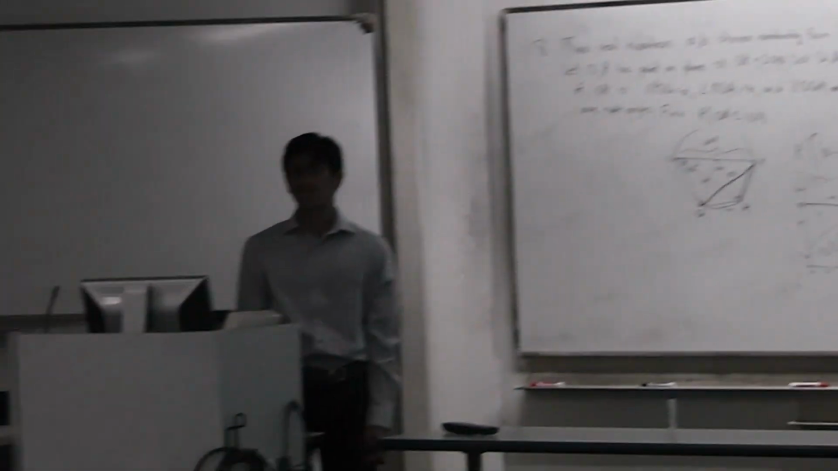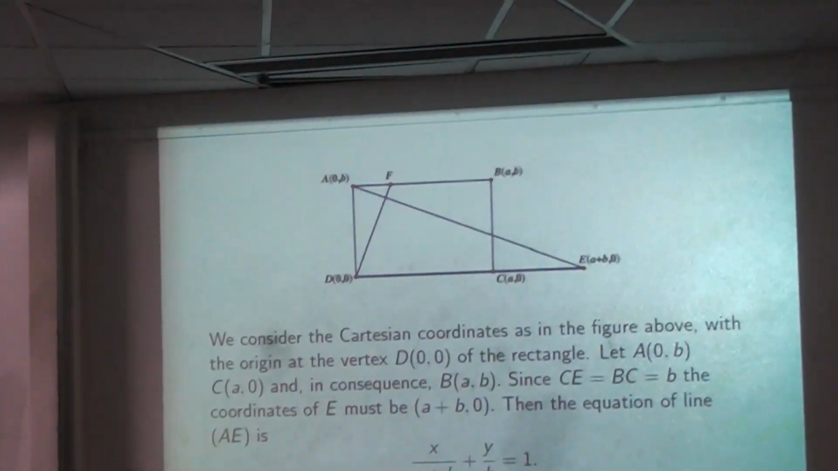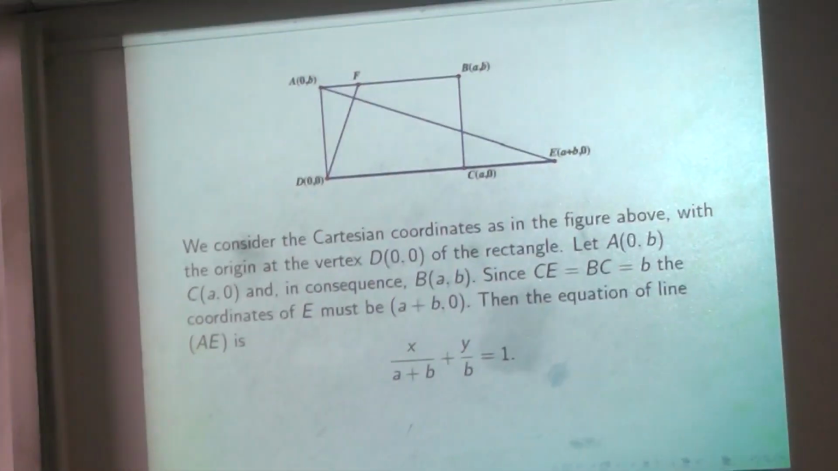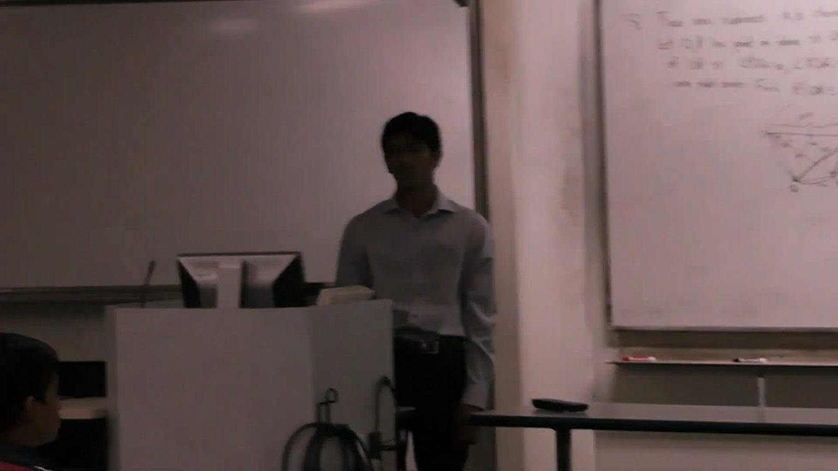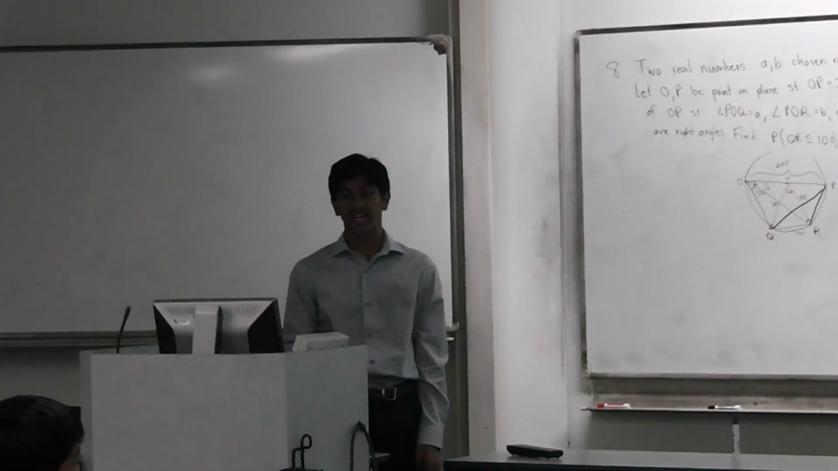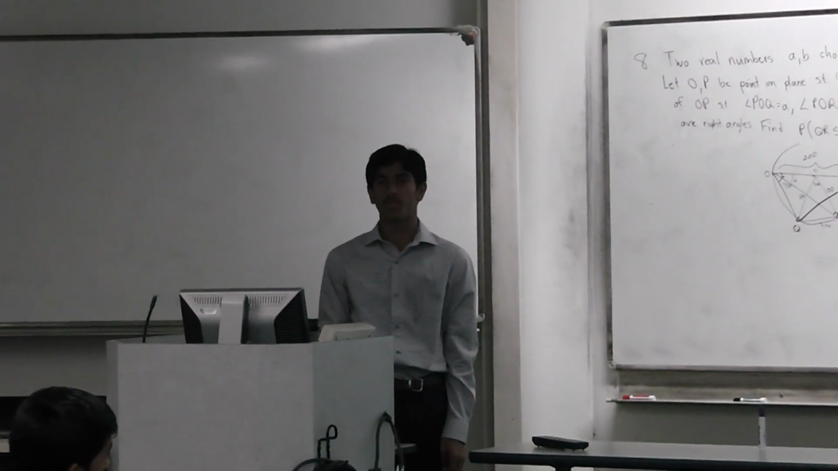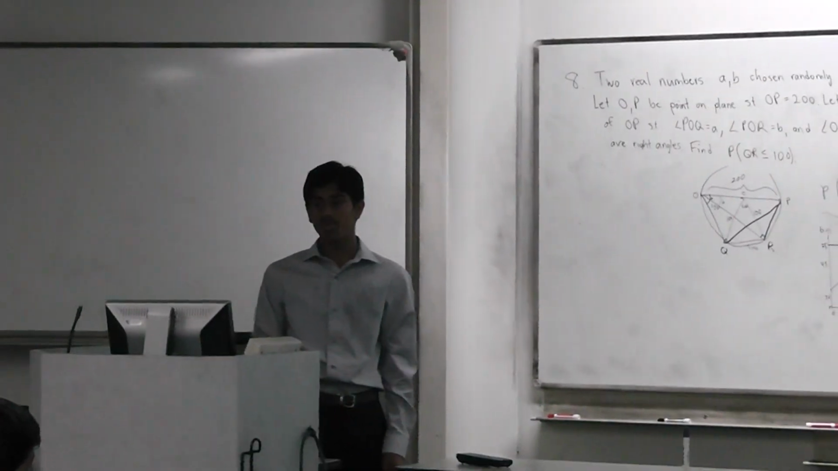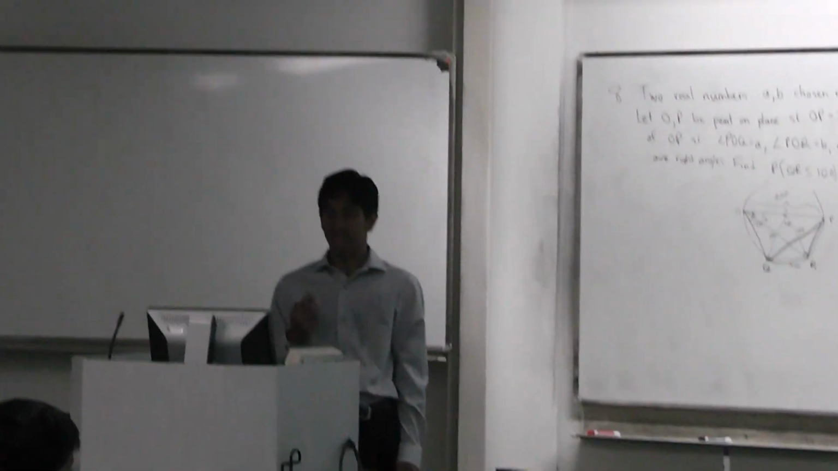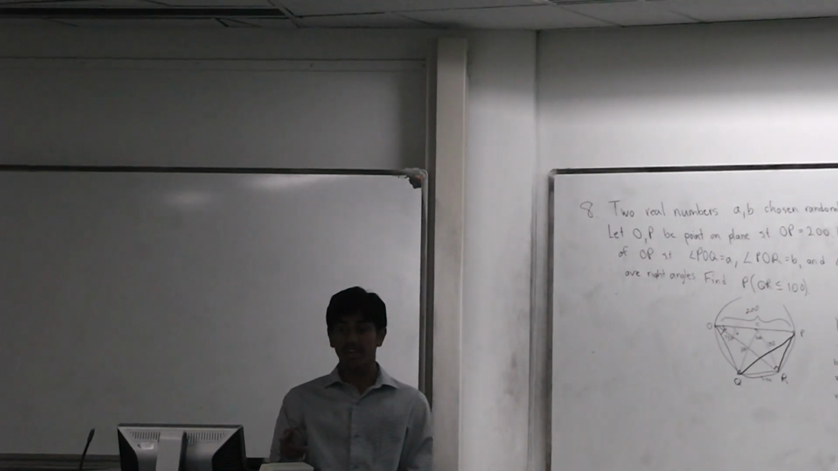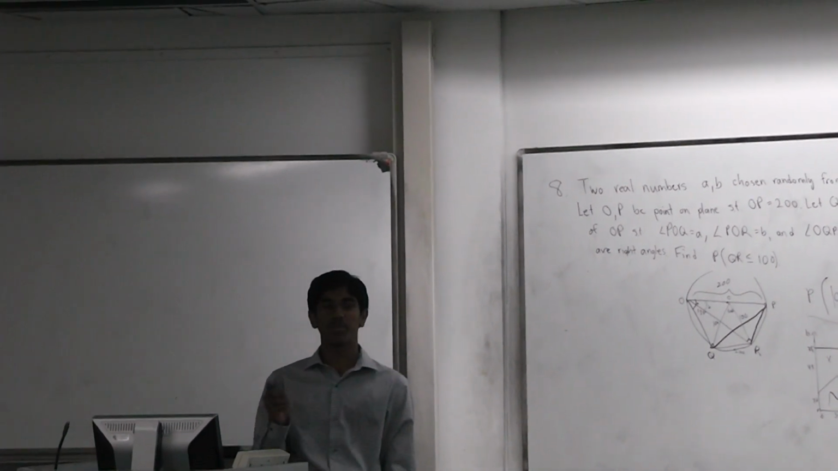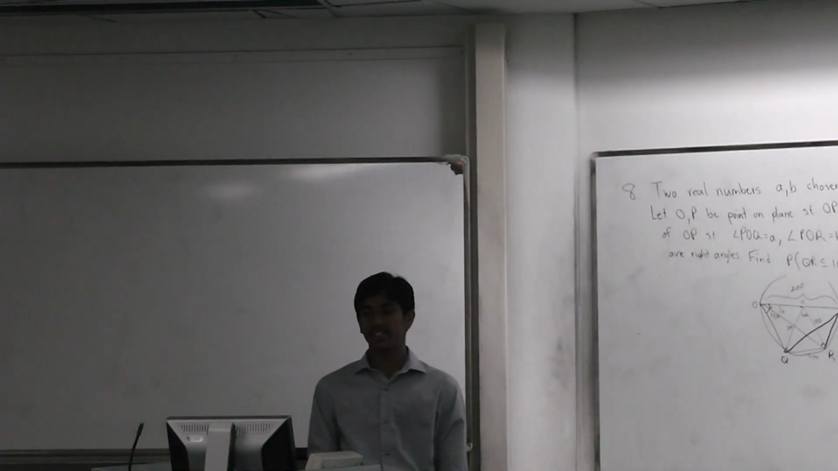Since we're given the y-intercept and the x-intercept, we can use that to find the equation x over the x-intercept plus y over the y-intercept equals 1. If we put this in slope-intercept form, you'll have y equals minus b over (a plus b) x plus b. We're going to call the slope m of AE, and you'll find that it is minus b over (a plus b).